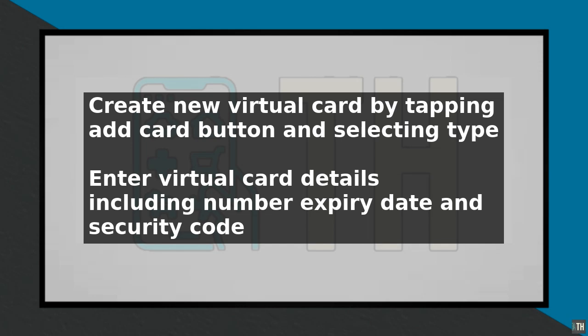In addition to making online purchases, you can also use your virtual card for contactless payments on your Android device. To do this, you need to add your virtual card to Google Pay. Open the Google Pay app, tap on the Add Card button, and select the virtual card you created in the Revolut app.